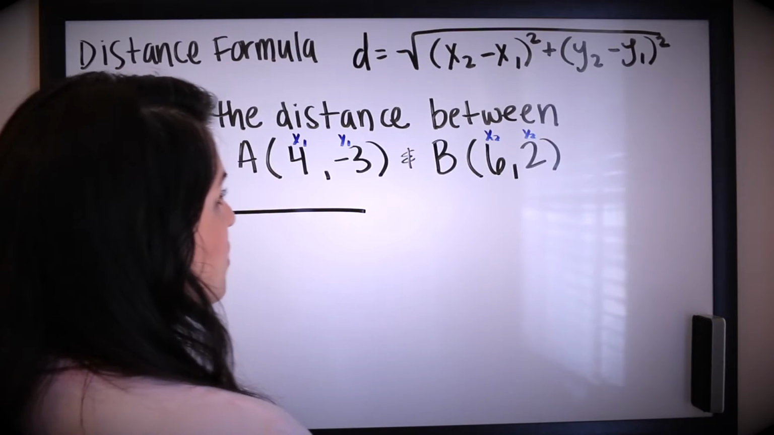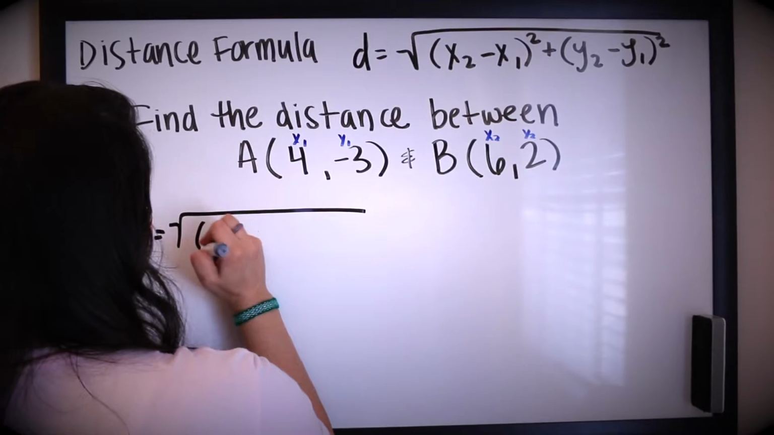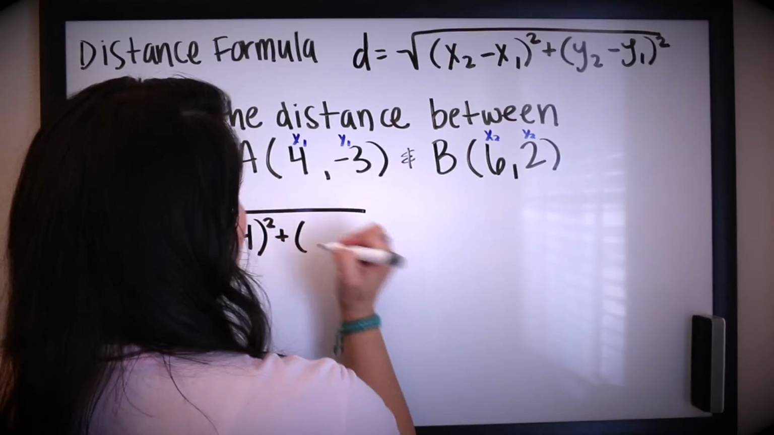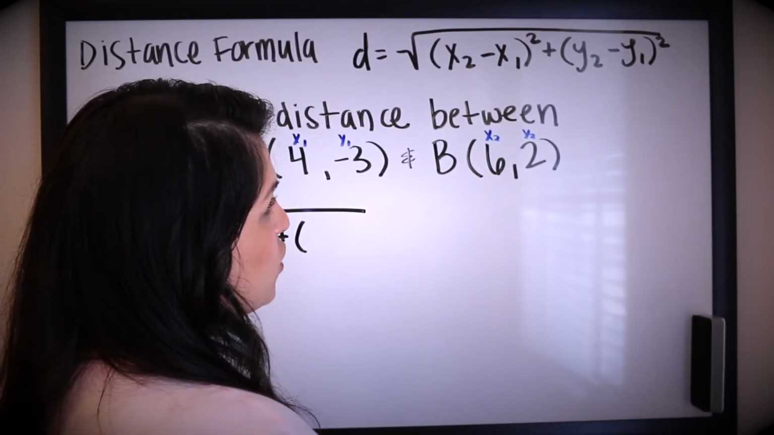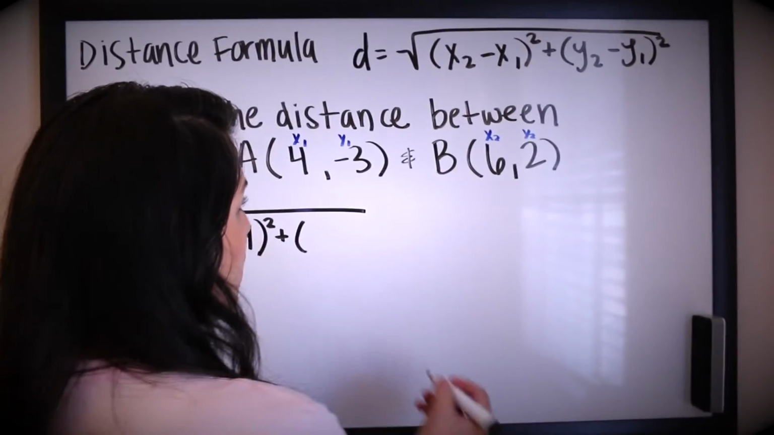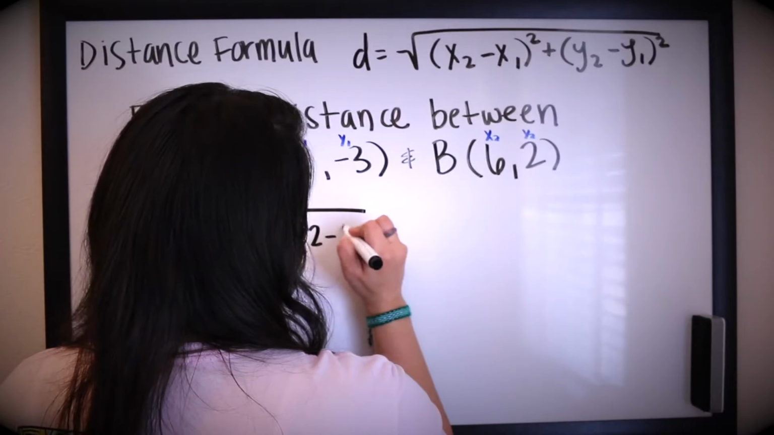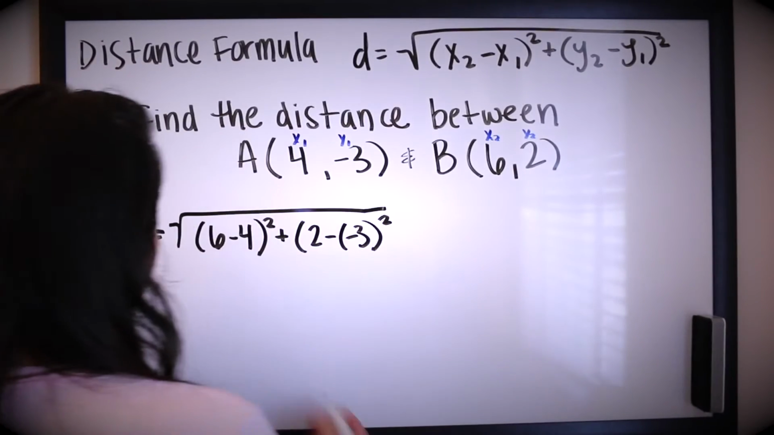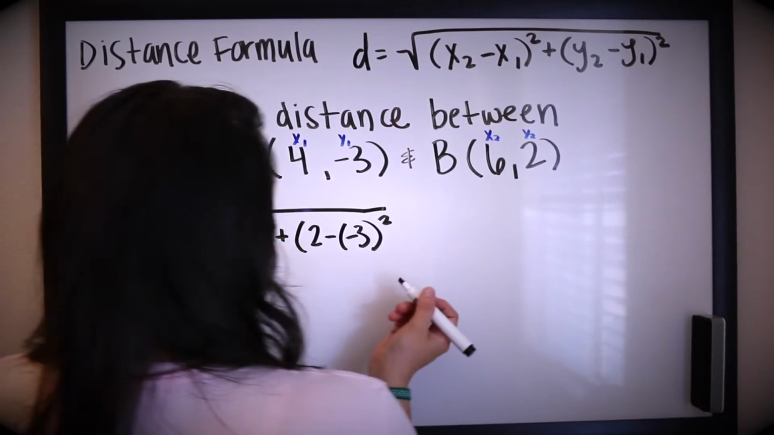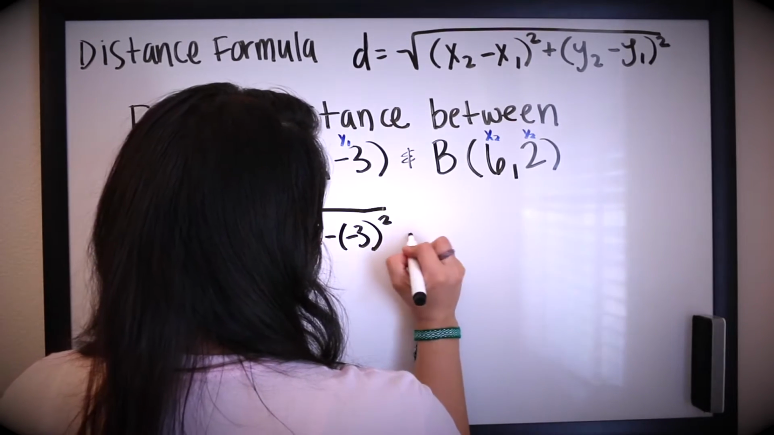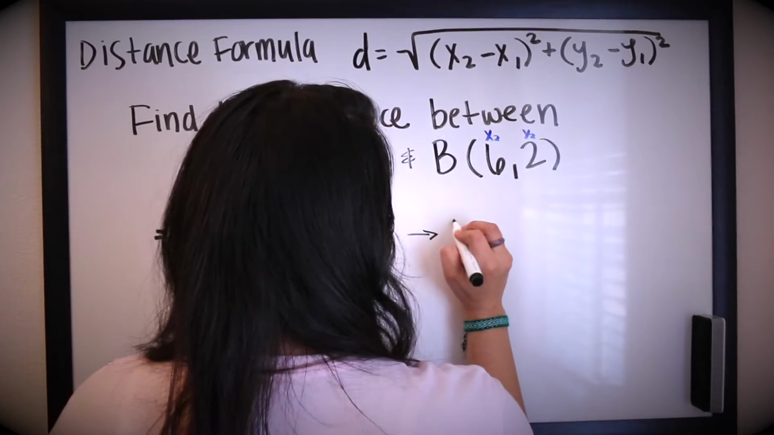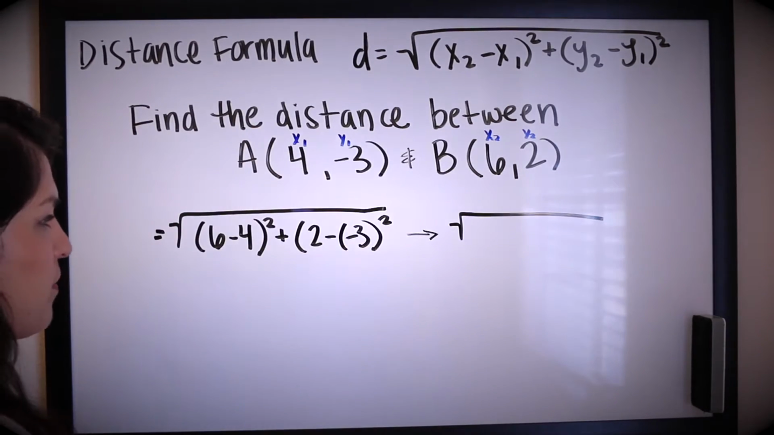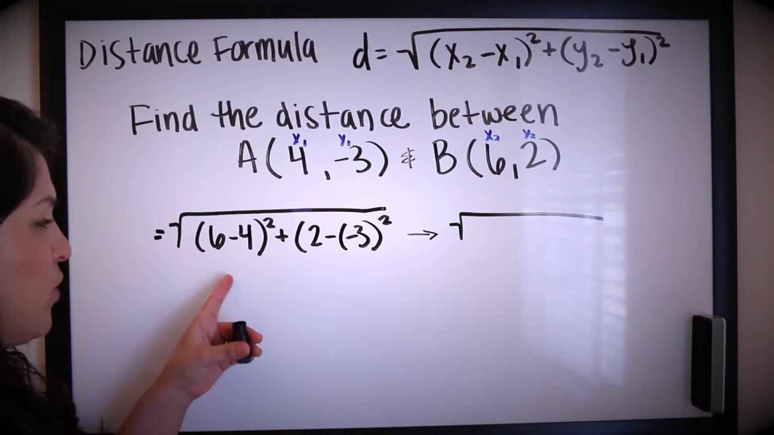x2 minus x1, we have a 6 minus our 4 squared, plus our y2 minus our y1, which is our 2 minus the -3. Square that. So let me just go ahead and move this. Let's go this way. So 6 minus 4 is 2.